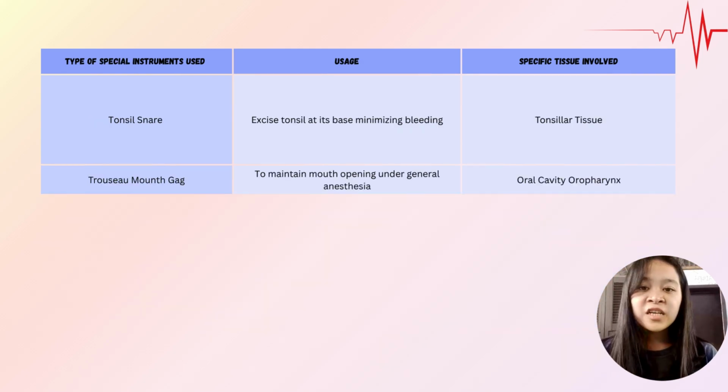For our special instruments, we only have two: the tonsil snare, which is used to excise the tonsil at its base, minimizing the bleeding, and it is used specifically for tonsillar tissues. And then the Trousseau mouth gag, whose usage is to maintain the mouth open under general anesthesia. Same as the regular instruments, it is used in the oral cavity and the oropharynx.